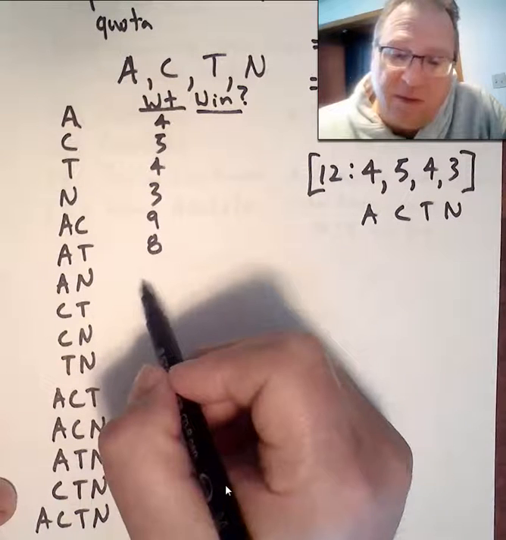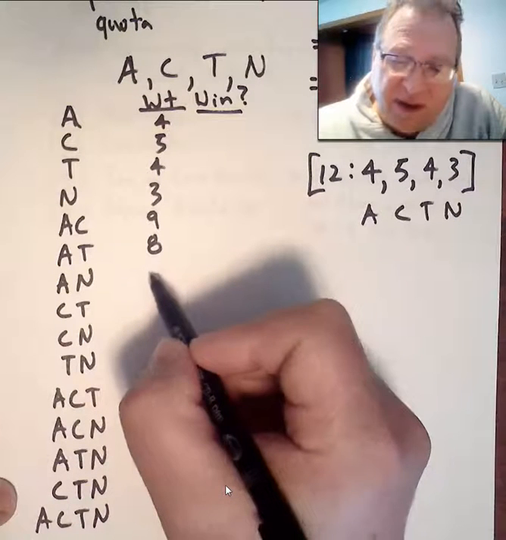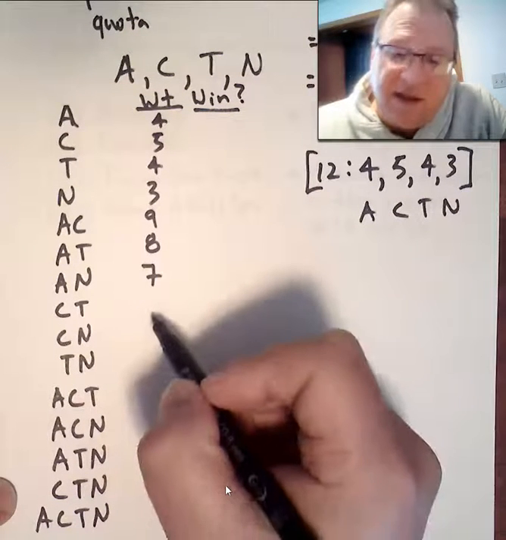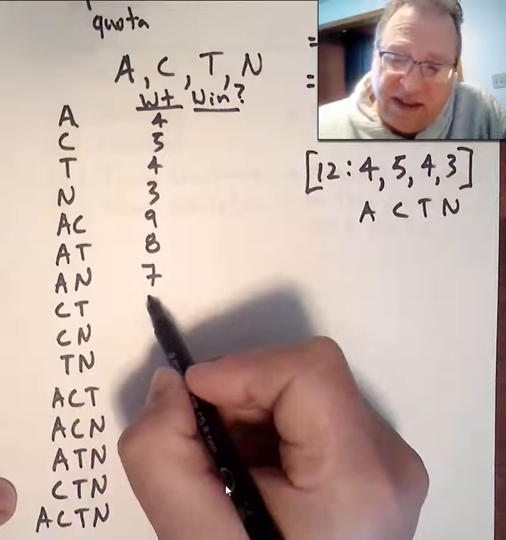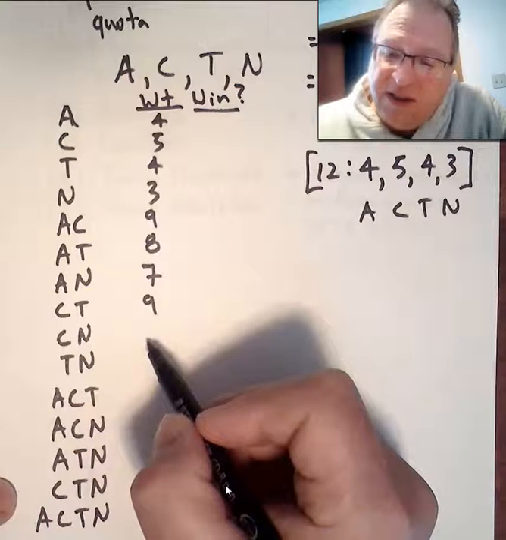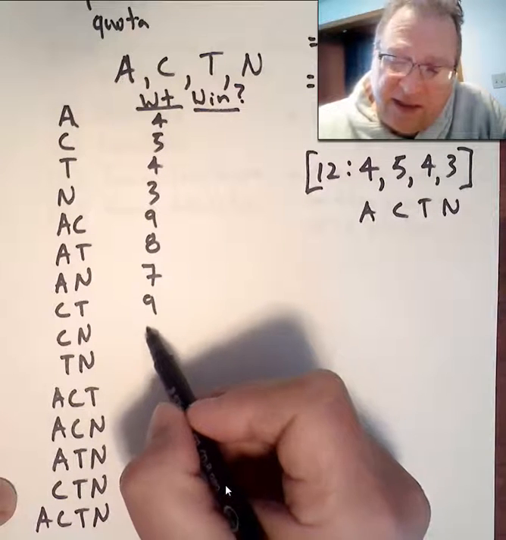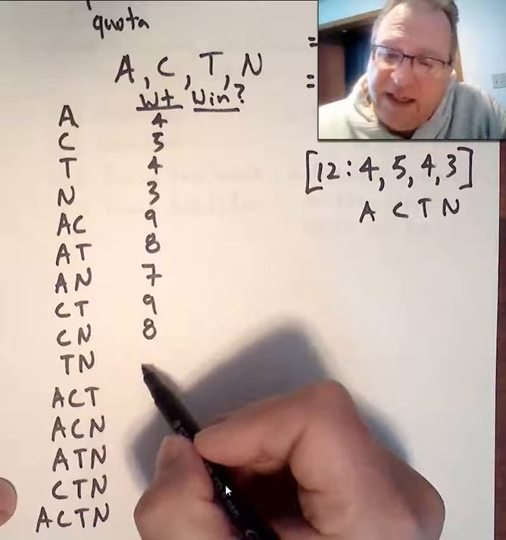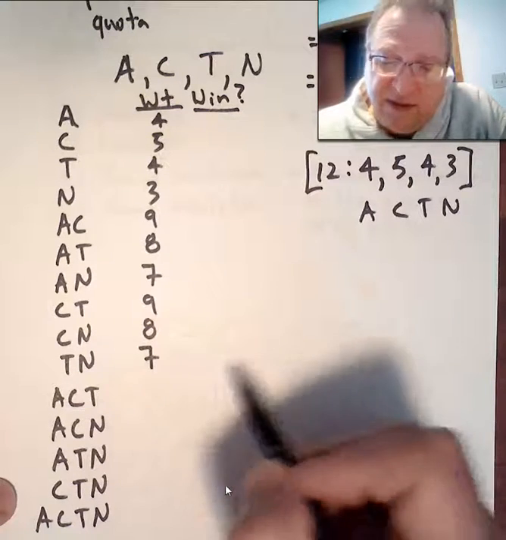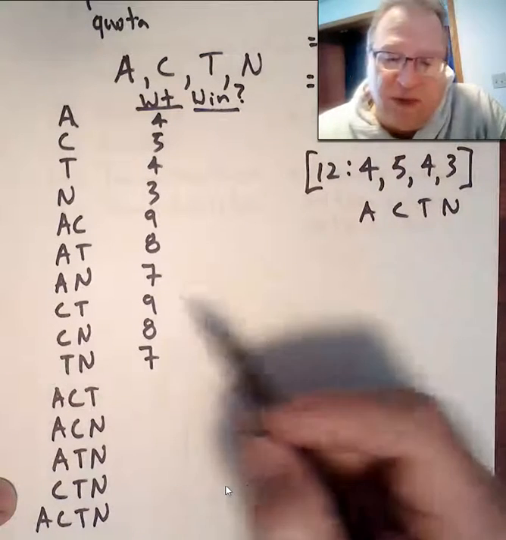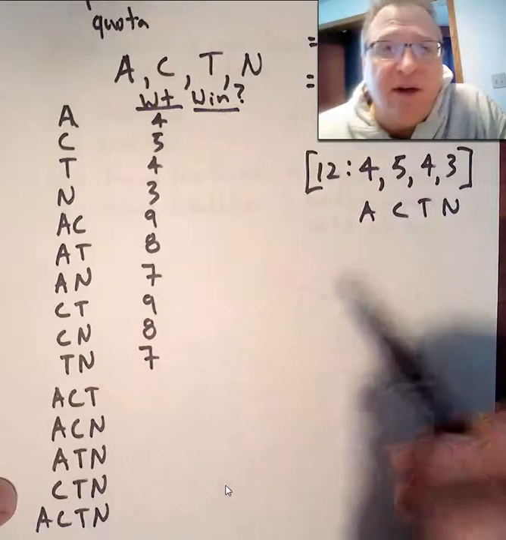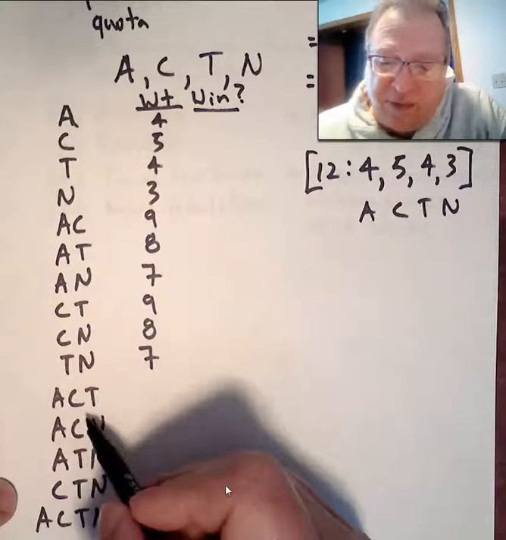AN would be 7. CT, 9. We're getting close. CN, 8. TN, 7. Still, nobody has a winning coalition. You're not going to win by combining 2 of these groups. How about if we add a third one?